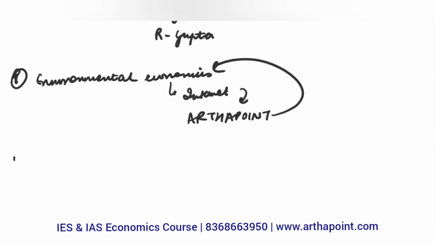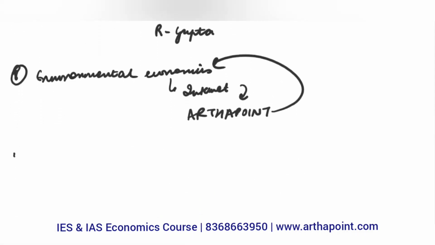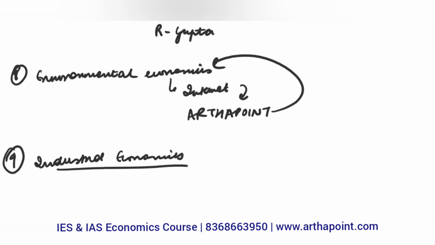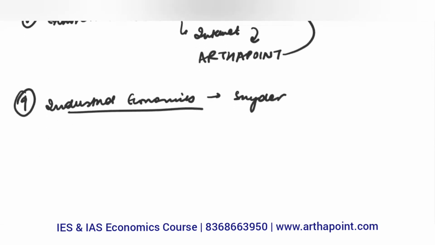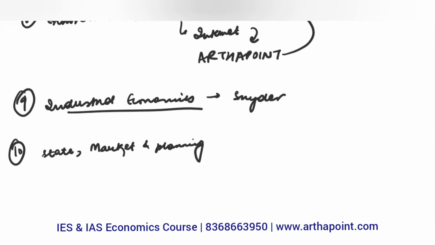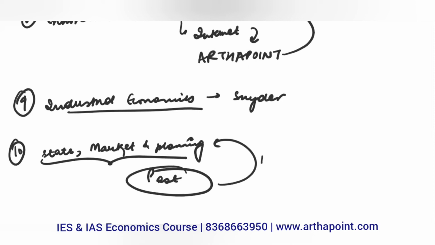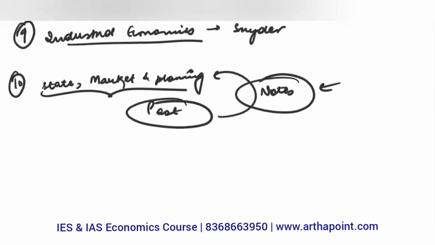Then you have to do, this is number 9, industrial economics. A lot of the parts of industrial economics overlap with microeconomics, so nothing more than Snyder is required. Then you have to do state, market, and planning. You can refer to the past years to get an idea of what kind of questions come in this. Again, you can take notes from ArthaPoint and those would be enough to cover this part.